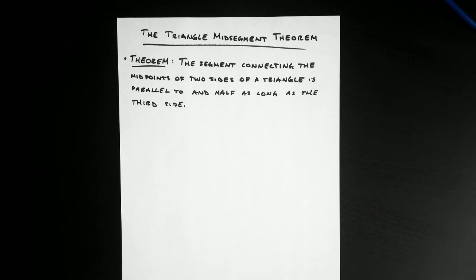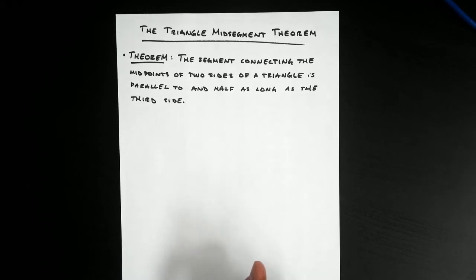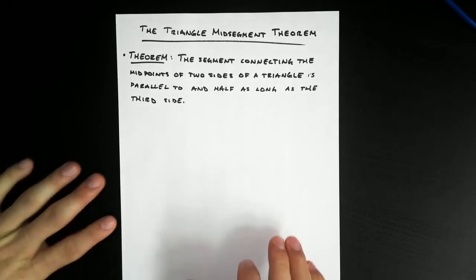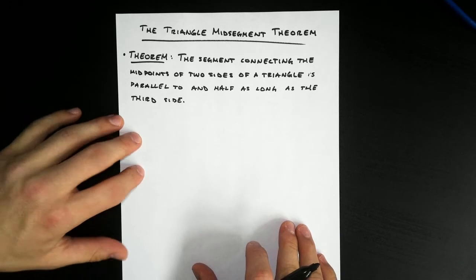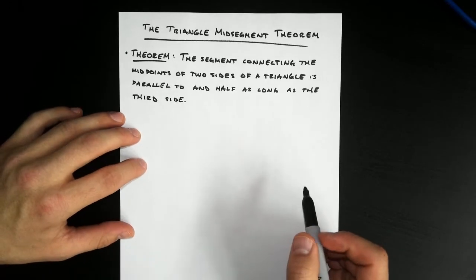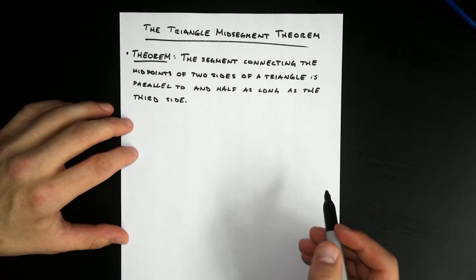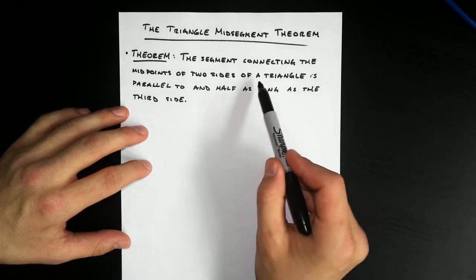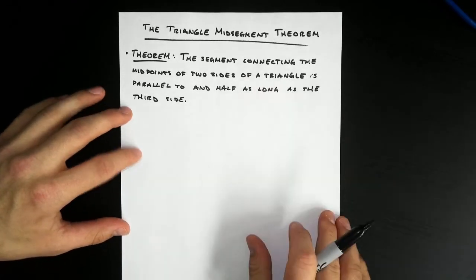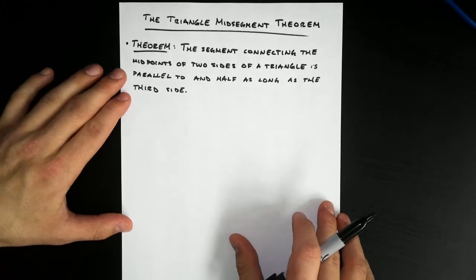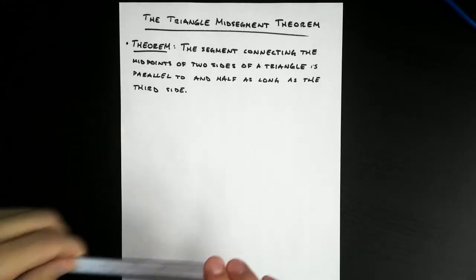Hello everyone. I'm going to show you a proof for the Triangle Midsegment Theorem. So the Midsegment Theorem states that the segment connecting the two midpoints, or the midsegment, of two sides of a triangle is parallel to and half as long as the third side.